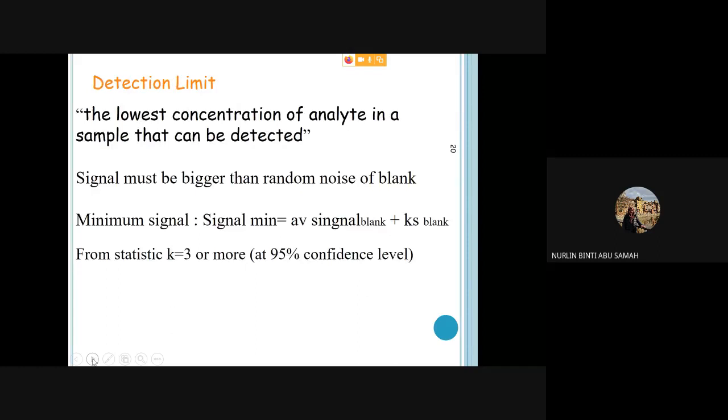So here is the detection limit. What is the detection limit? The lowest concentration of analyte in a sample that can be detected. So detection limit ni samalah dengan LOD, limit of detection.